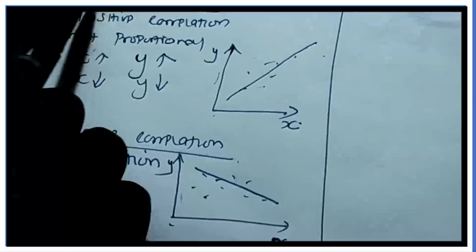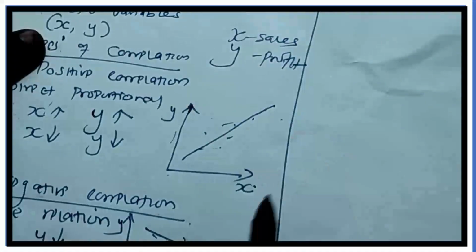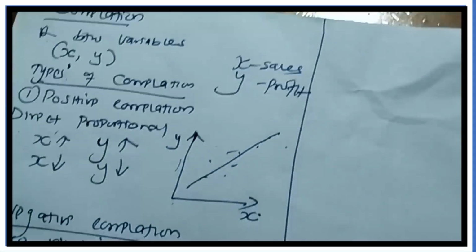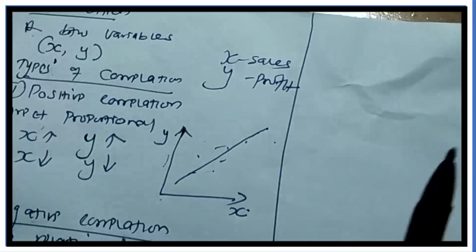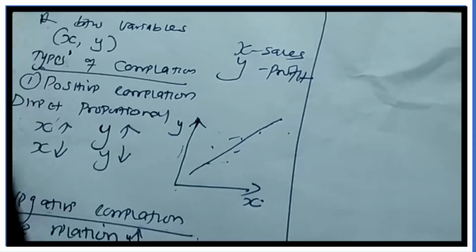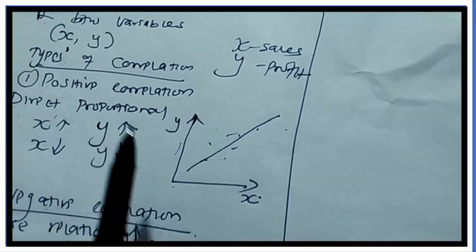Remember, x and y may be representing profit or sales. Maybe x is sales, and y is profit. So you want to look at how sales and profit are related. Does it mean when you sell more, you make more profit, or when you sell more, you make less profit? Or you find that sales and profit are not related. So those are different types of correlation.